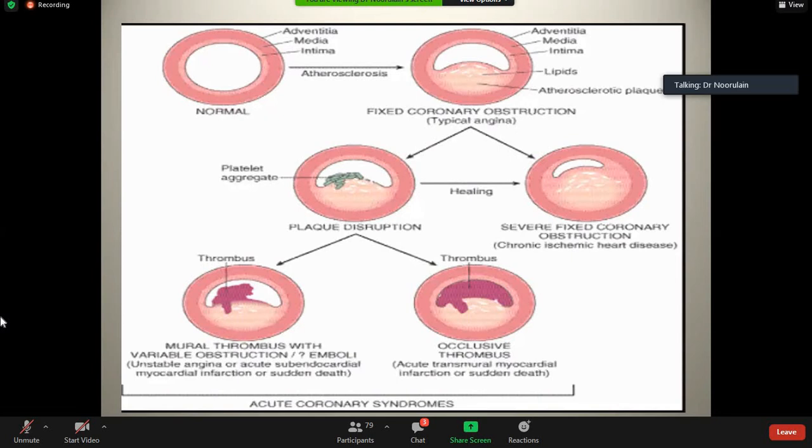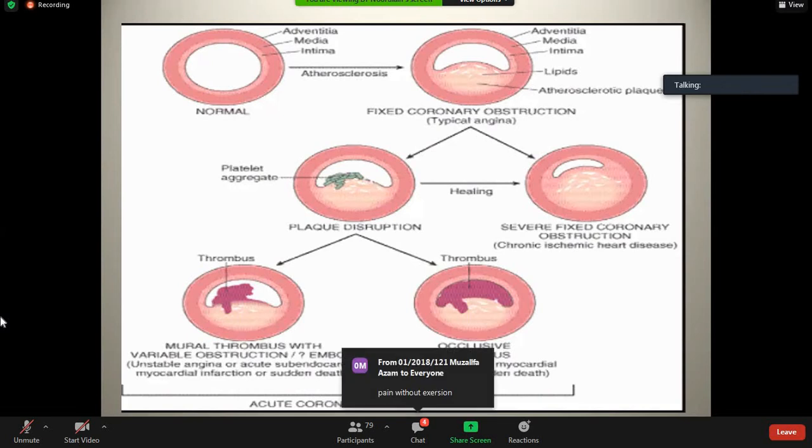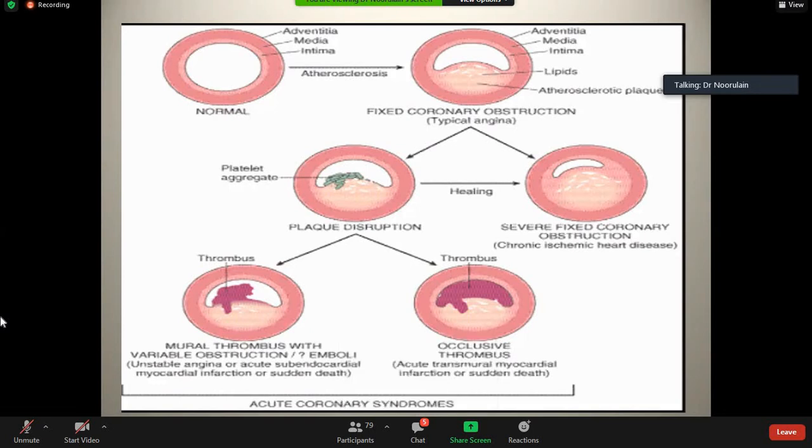Again, unstable angina occurs progressively and it occurs even at rest, without exertion. Okay. Remember, unstable angina occurs at rest without exertion. Stable angina occurs on exertion. And Prinzmetal angina occurs even at rest due to vasospasm. Right, Nabira? Severe angina, even occurring at rest.